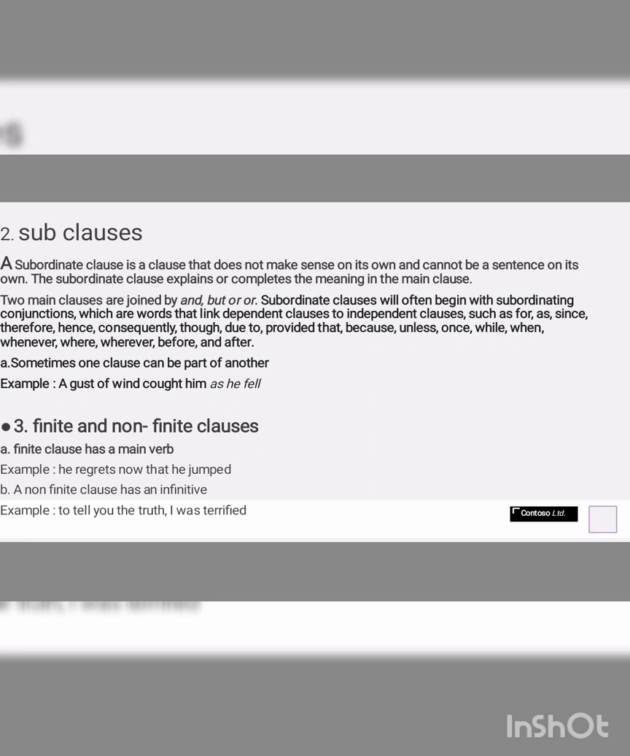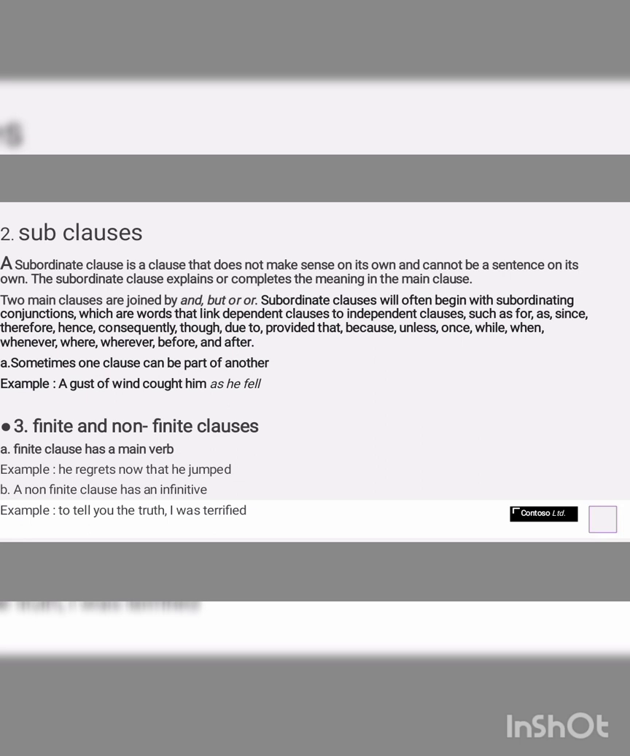Number 2. Subclauses. A subordinate clause is a clause that does not make sense on its own and cannot be a sentence on its own. The subordinate clause explains or completes the meaning in the main clause. Two main clauses are joined by and, but, or. Subordinate clauses will often begin with a subordinating conjunction, which are words that link a dependent clause to an independent clause, such as for, as, since, therefore, hence, consequently.